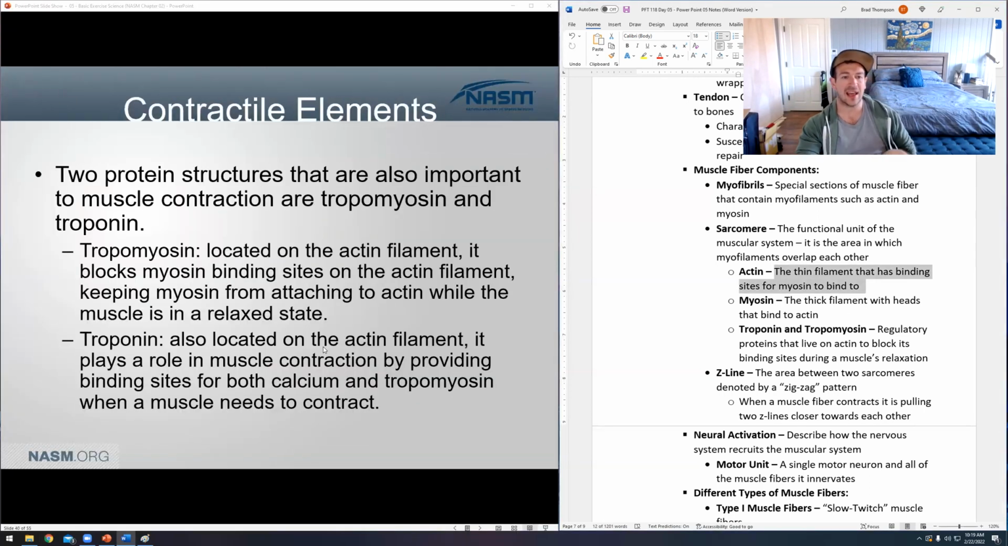So when we look at that structure, we do need a way to get those muscles to relax so that we stop the contraction. That's where troponin and tropomyosin come in. These are regulatory proteins that block this action from occurring. They're there to get in the way and keep the muscle from contracting.